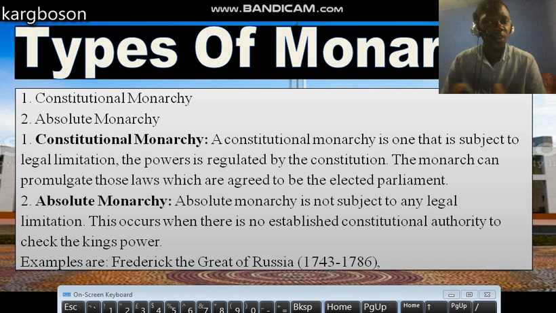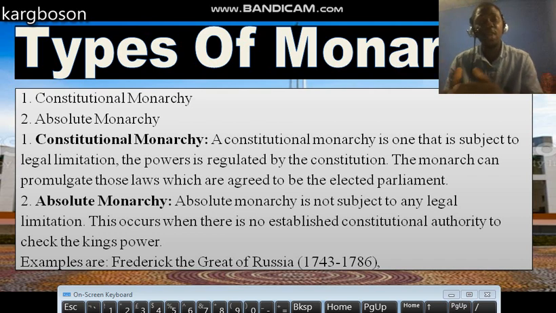Examples of countries that practice constitutional monarchy include England. The queen in England is an example of a constitutional monarch. The king or queen in England, his or her powers are limited by the constitution. They also have absolute monarchy. An absolute monarchy is not subjected to any legal limitations. This occurs when there is no established constitutional authority to check the king's power.